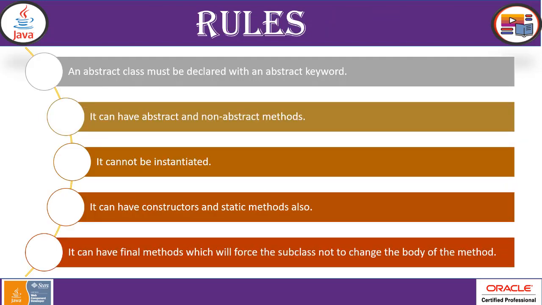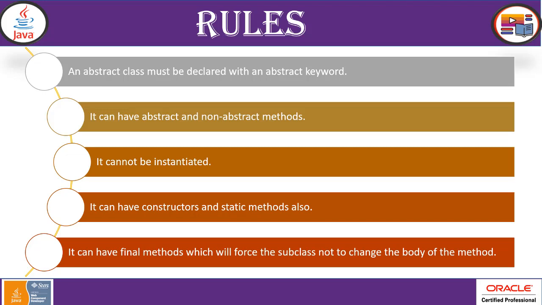Now there are some rules with abstract class too. An abstract class must be declared with the abstract keyword. As we know, it can have abstract and non-abstract methods. So it's independent kind of. It is not so precise. It's not so specific about the abstraction.